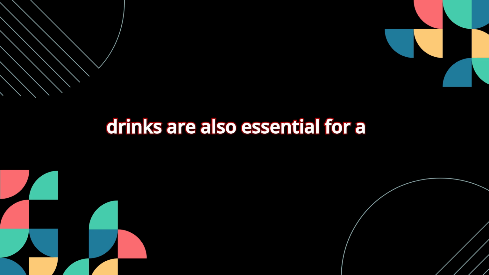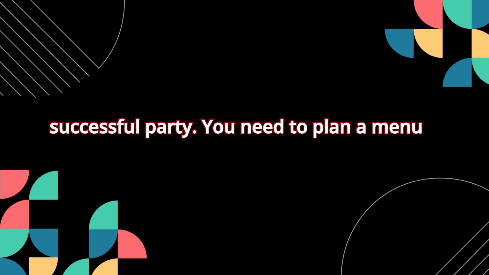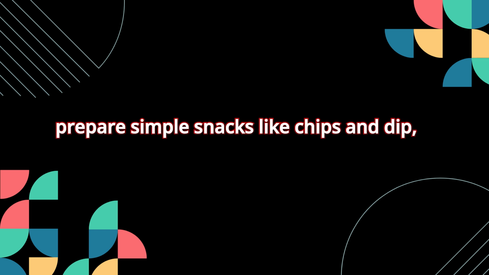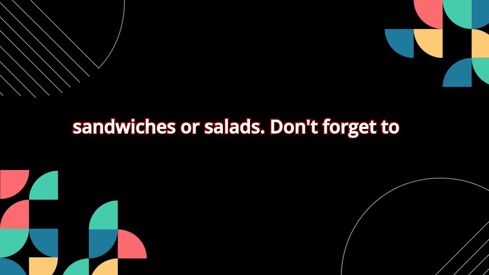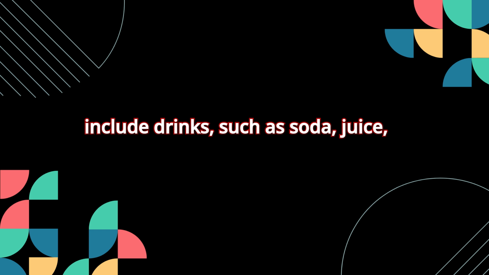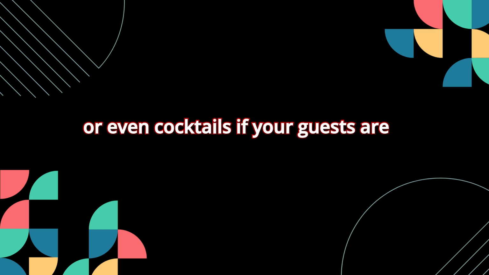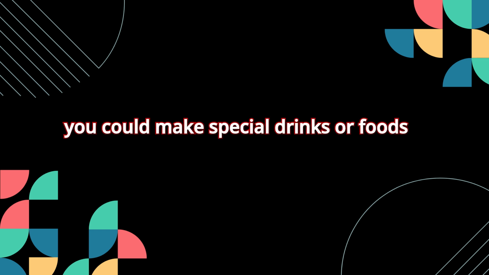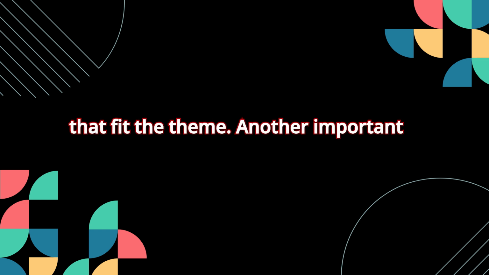Food and drinks are also essential for a successful party. You need to plan a menu that your guests will enjoy. You can prepare simple snacks like chips and dip, or make more elaborate dishes like sandwiches or salads. Don't forget to include drinks, such as soda, juice, or even cocktails if your guests are adults. If you're having a themed party, you could make special drinks or foods that fit the theme.